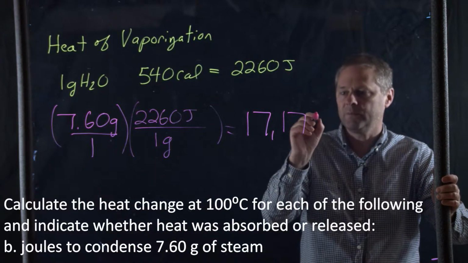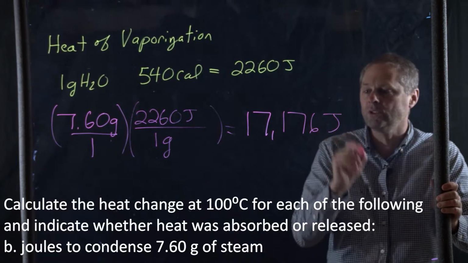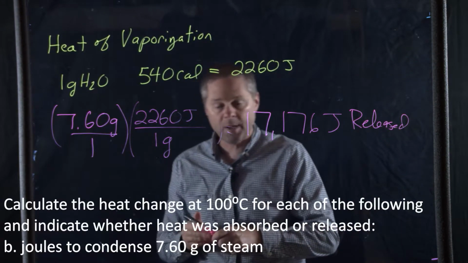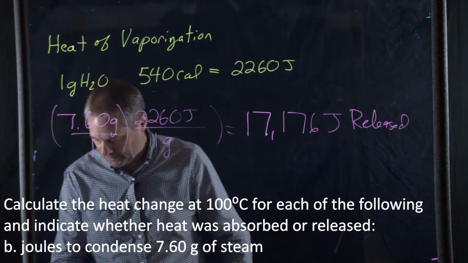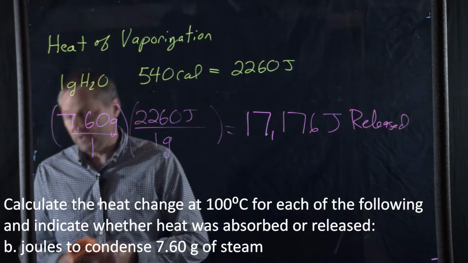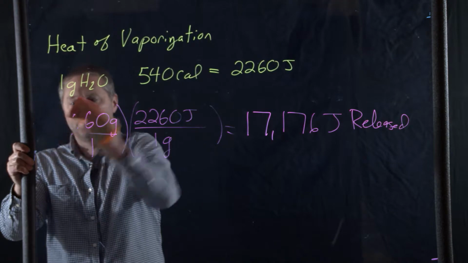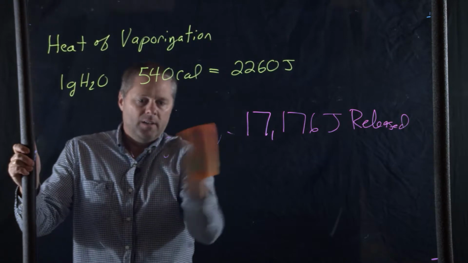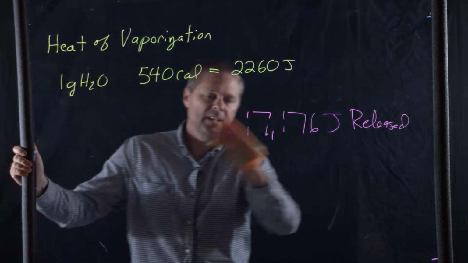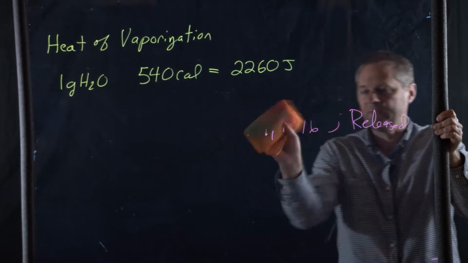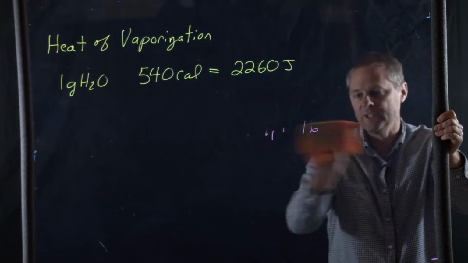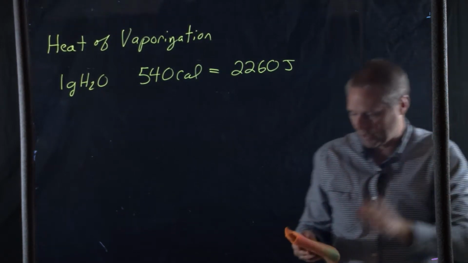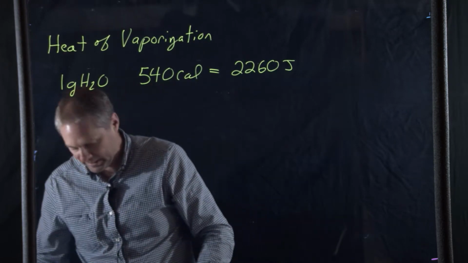17,176 joules, and that once again is going to be released because we're going from a vapor phase into a liquid phase. So it's condensing. If you're looking at positive or negatives, that would be a negative 17,000 because that means that the system is losing that amount of energy. But the book isn't too worried about positive or negative. They just want you as a student to understand whether it's absorbed or released.